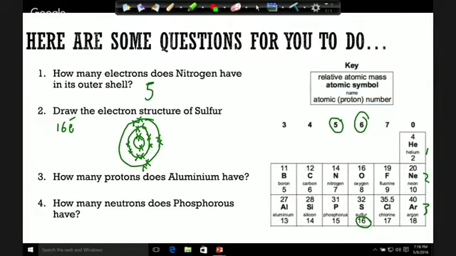How many protons does aluminium have? Well, we simply just look at the proton number, 13. And finally, how many neutrons does phosphorus have?